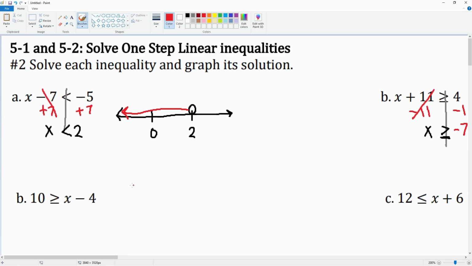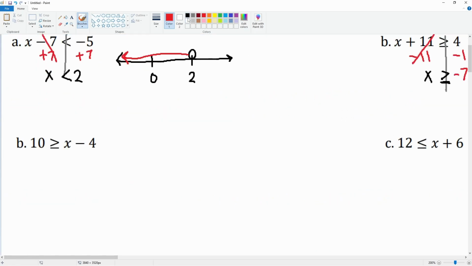Let's look at here. We have 10 is greater than or equal to x minus 4. We're trying to get the x alone. So we have a -4 on the right, so we're going to add 4 to both sides. The -4 on the right and the +4 cancel, making the number 1. Bring down the x here, bring down the inequality symbol. Then you have 10 plus 4, which is 14.